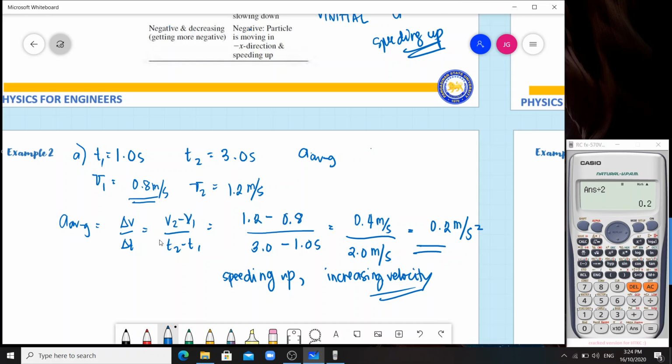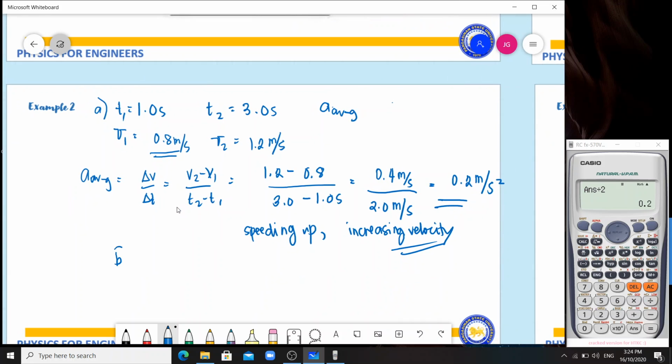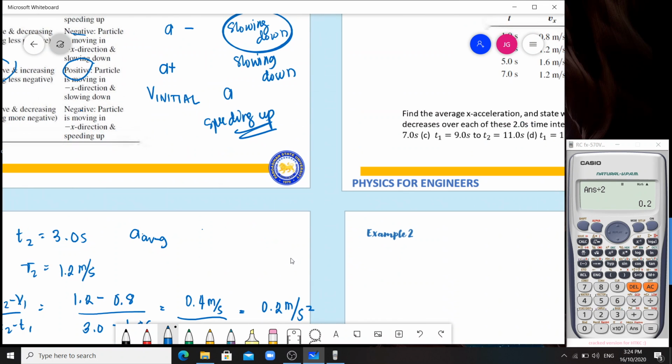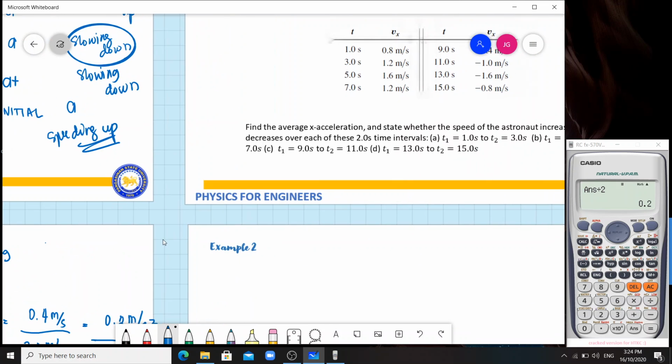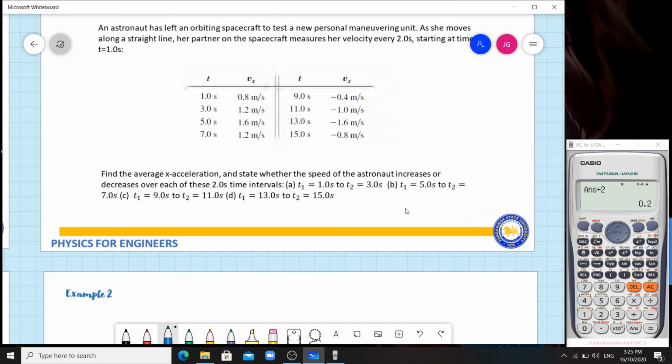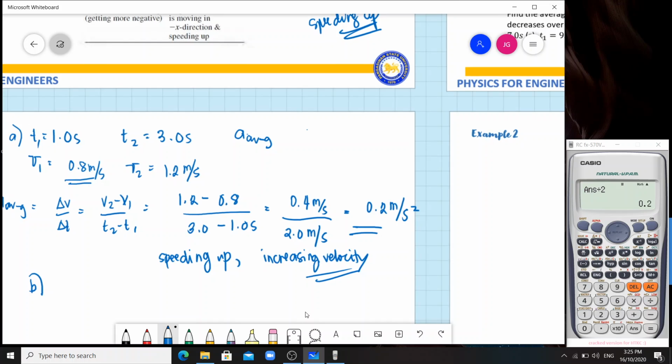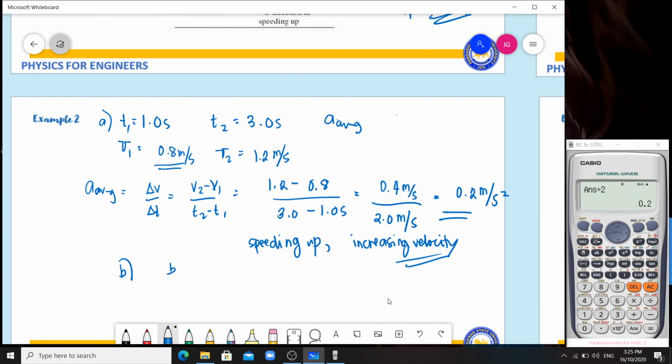Okay. So next, let's proceed to letter B. Ano ba si letter B? Sabi niya, sa letter B is interval 5 to 7. Okay. 5 to 7, 1.6, 1.2. T1 is 5 seconds, V1 is 1.6 meters per second. T2 is 7.0 seconds. This is V2, 1.2 meters per second. Okay.